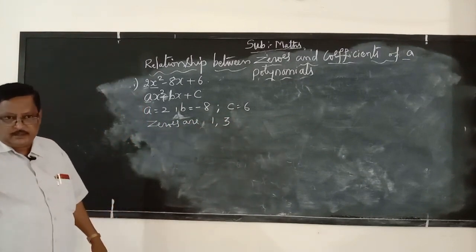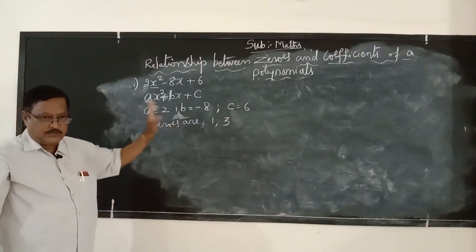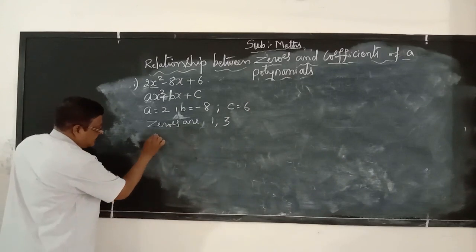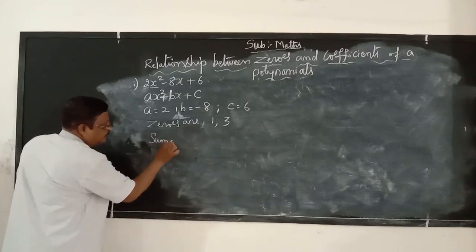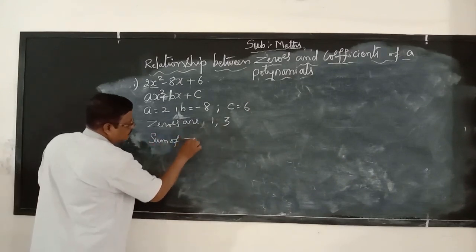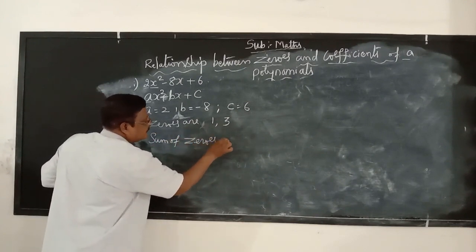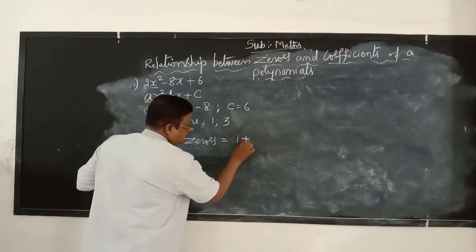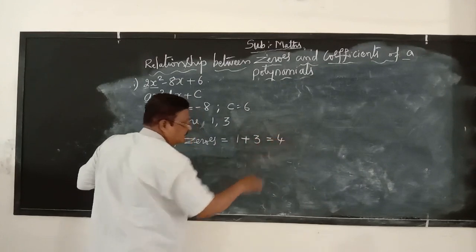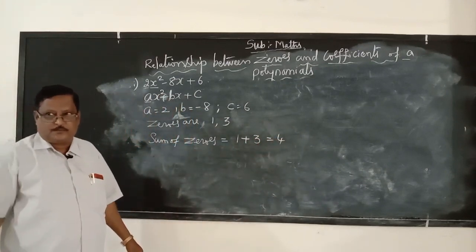Zeros are 1 and 3. Already I have solved this one previously. See here, sum of zeros is equal to 1 plus 3 is equal to 4. Sum of the zeros is equal to 4.